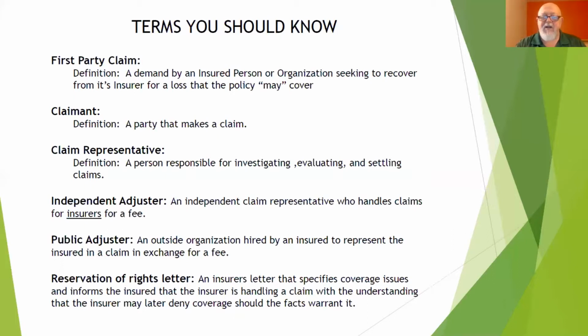An independent adjuster is someone who works for the insurance company but doesn't work directly for them. In other words, they may handle multiple insurance companies. A lot of the smaller insurance companies use independent adjusters because they don't have a density of claims in a particular area to justify a full-time adjuster on their payroll. A public adjuster, that's us. We are an outside organization that's hired by the policyholder to represent them in exchange for a fee.